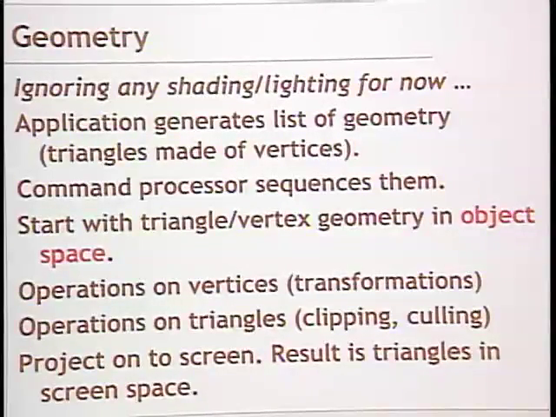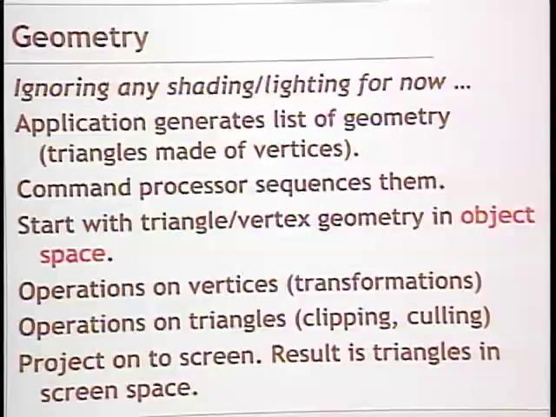So first we're going to ignore any shading or lighting and talk about what happens in OpenGL. We're going to start with a list of triangles, because that's our fundamental primitive. It's going to be some sort of list of geometry. What I'm going to actually specify is a bunch of vertices and how the vertices are attached to make triangles. We're going to have a command processor, and that's going to put them in sequence. And we're going to specify all this geometry in object space.